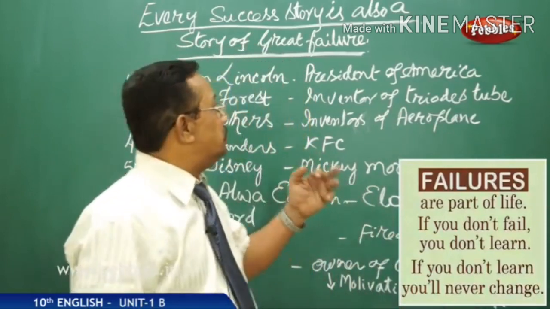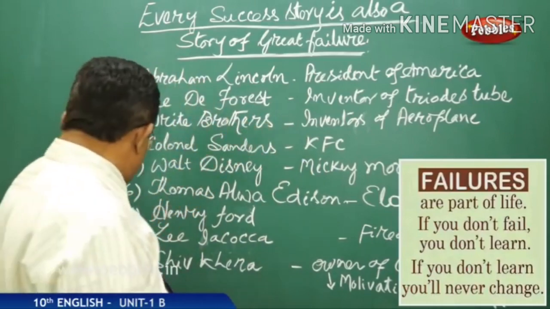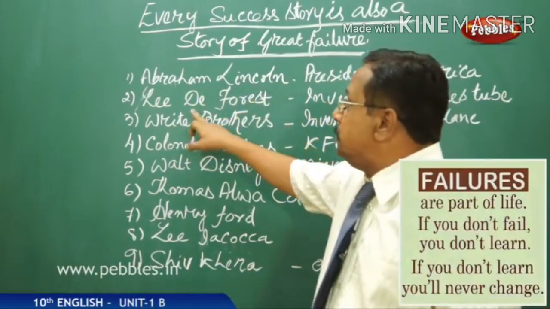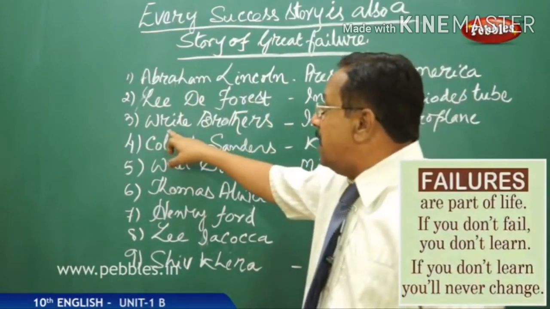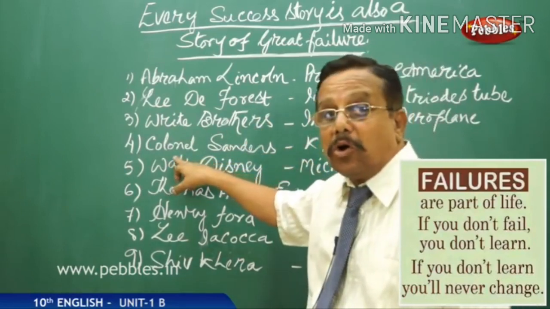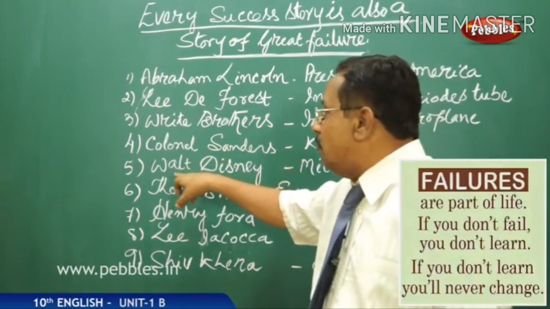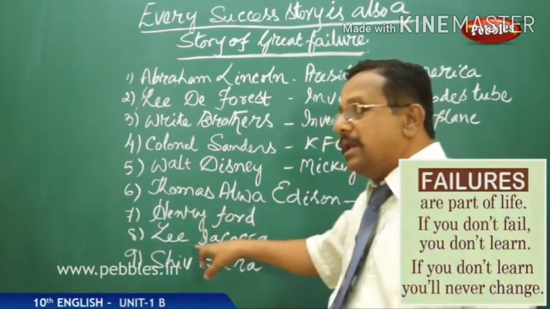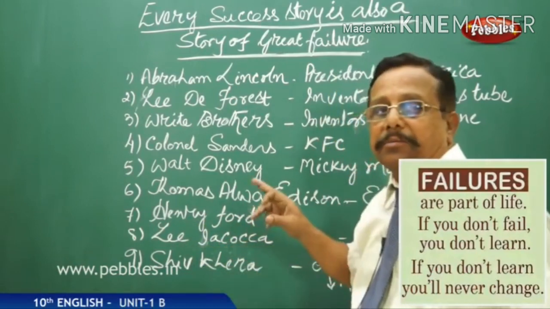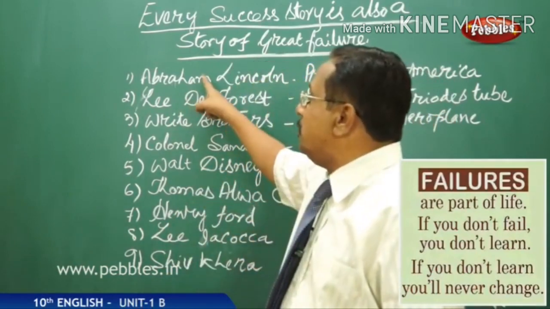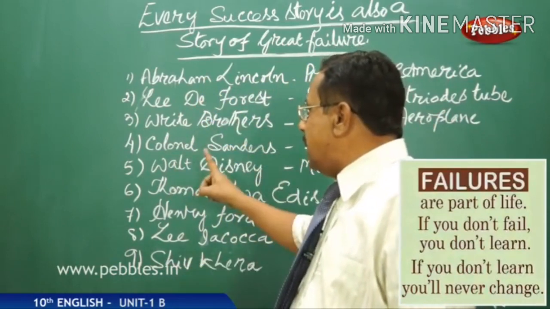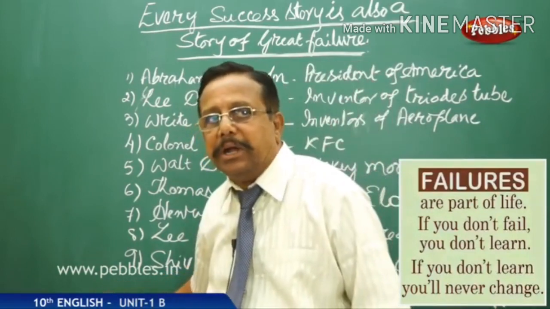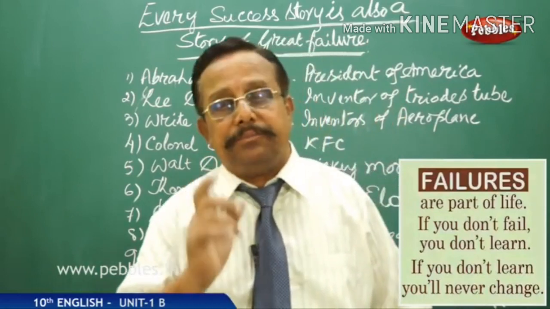Now first of all, let us think about here. I have written names, about 9 names. One is Abraham Lincoln, 2 Lee Iacocca, Forrest, 3rd Wright brothers, 4 Colonel Sanders, Walt Disney, Thomas Alva Edison, Henry Ford, Lee Iacocca, Shiv Khera. Out of these, I am very sure you know him, you know these brothers, and you know this gentleman, and Thomas Alva Edison you know. One more name I should add here, he is Beethoven.